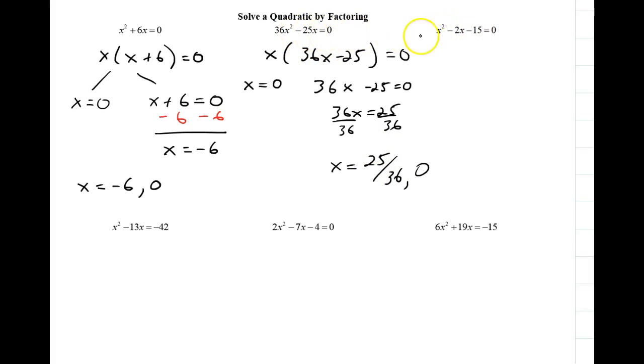Here, it doesn't have a GCF, so this is one where we're going to reverse FOIL. So you set up your parentheses. I know x times x gives me x squared, and so now we're looking to see what numbers multiply to negative 15 and add to negative 2. That's going to be negative 5 and positive 3. Remember, when x is inside the parentheses, it's a liar. So we have x equals, I'm going to do this one first, so I write the negative first, negative 3 and positive 5.